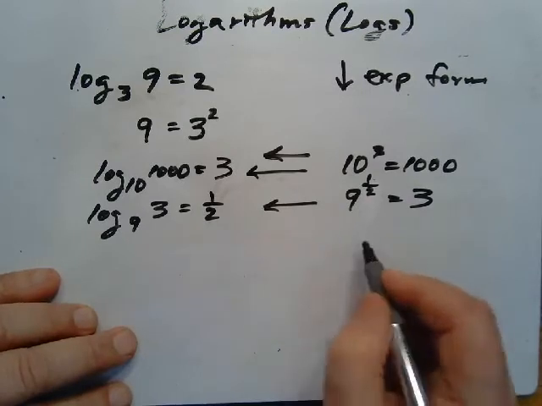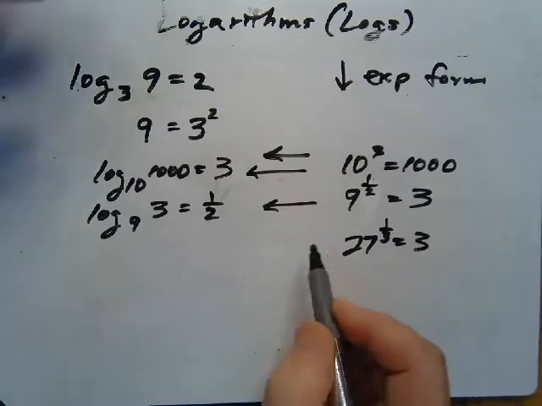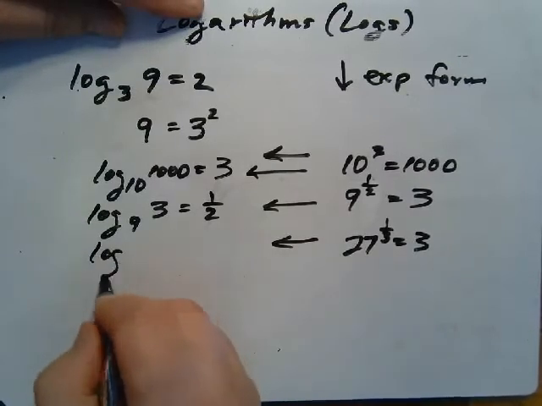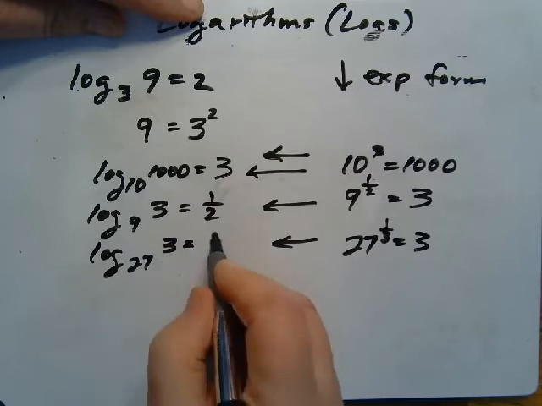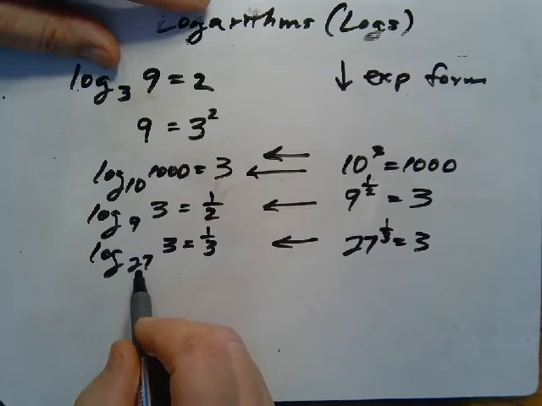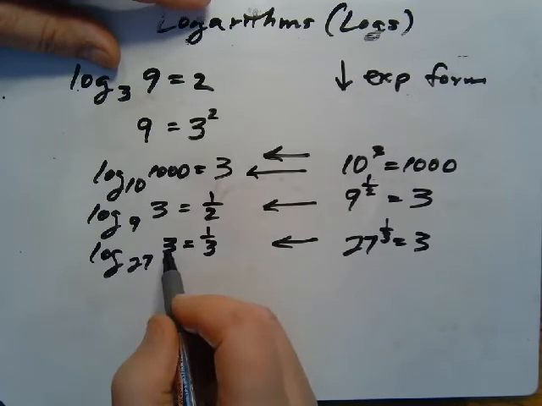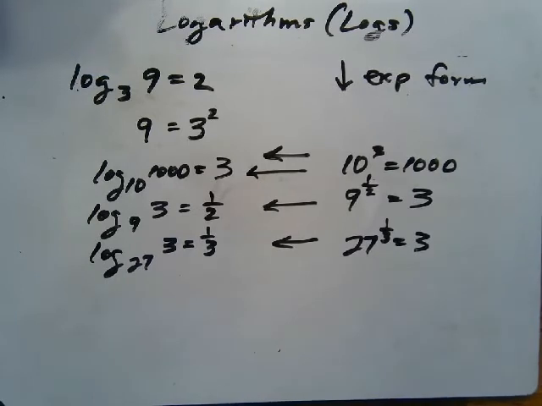Here's another one. 27 to the 1/3 equals 3. Okay, well, let's do it again. Log, the base is 27, the result was 3, and the exponent is 1/3. What is the exponent on 27 that produces 3? Well, it's 1/3. Now, what you realize we're doing here is we're actually searching for exponents, instead of just searching for the answer to something raised to an exponent.